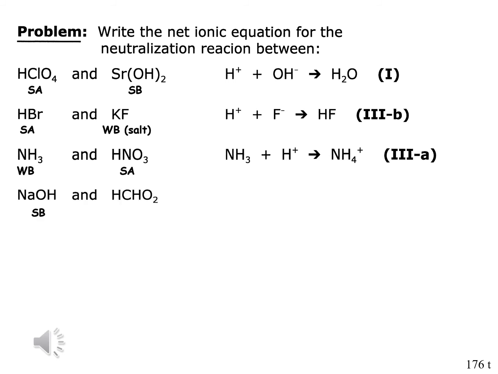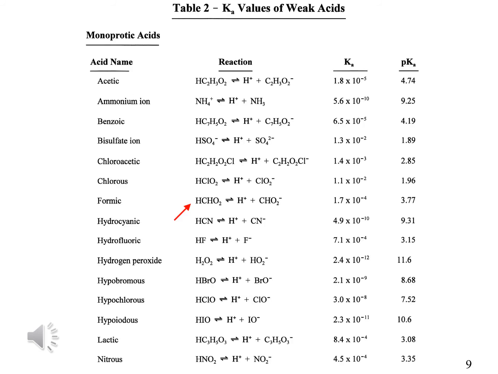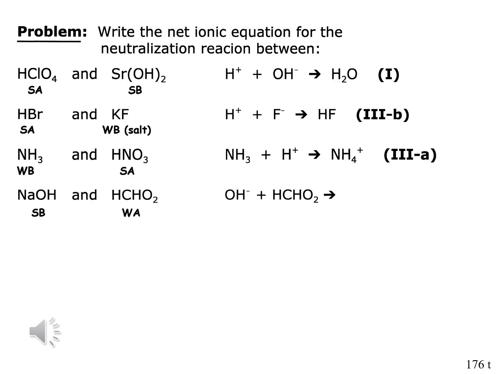Here's one where we're going to mix NaOH and HCHO2. You know that sodium hydroxide is a strong base. What about the acid? This is formic acid. It's in your weak acid table. So you're going to write the strong base as OH, and you're going to write the weak acid stuck together. And in these kind of problems, the OH pulls off the H to make water, and you're left with a negative ion as well. This is a type 2.